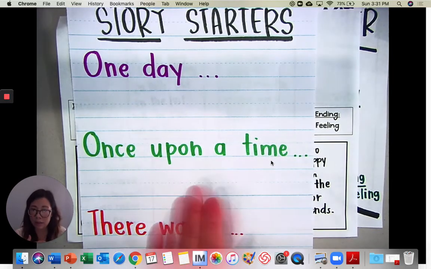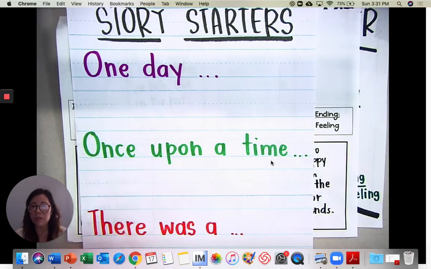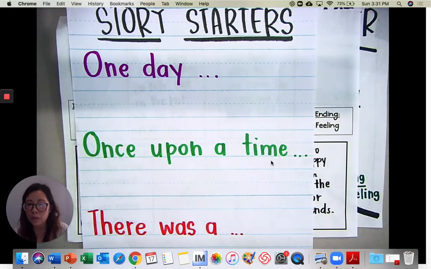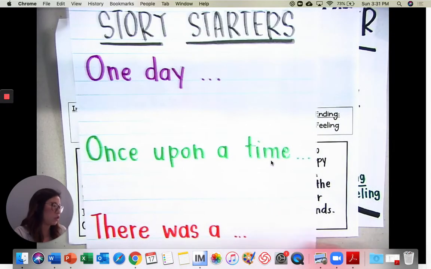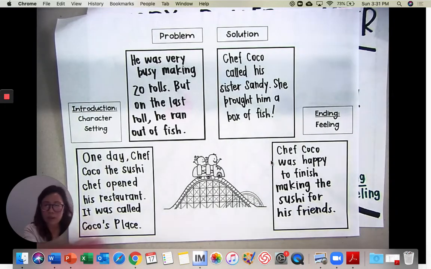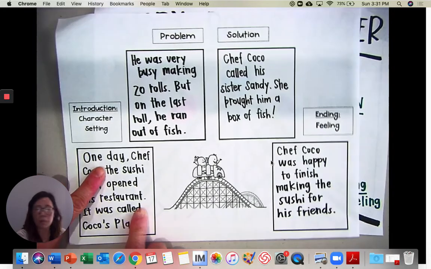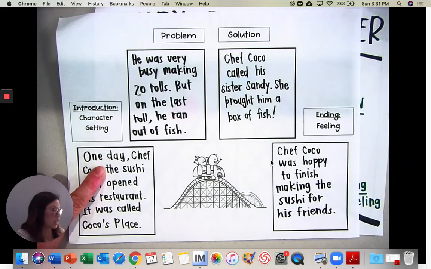Now, are these the only story starters you can use? Of course not. You are your own writer, so you are free to think of any story starter you want, but these are just some 3 common ones that I have heard a lot in stories. So I think I'm going to start off with the one day for my story, okay? As you can see in my story roller coaster, I used one day here, okay?